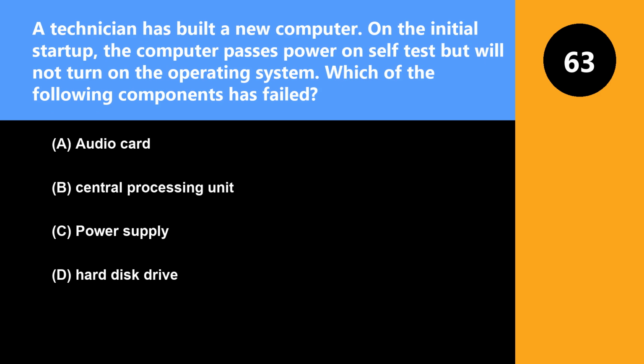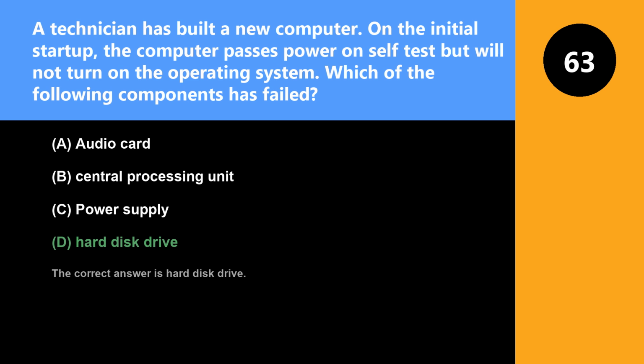Question 63. A technician has built a new computer. On the initial startup, the computer passes power on self-test but will not turn on the operating system. Which of the following components has failed? Option A. Audio card. Option B. Central processing unit. Option C. Power supply. Option D. Hard disk drive. The correct answer is option D. Hard disk drive.